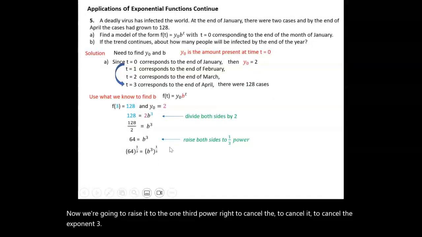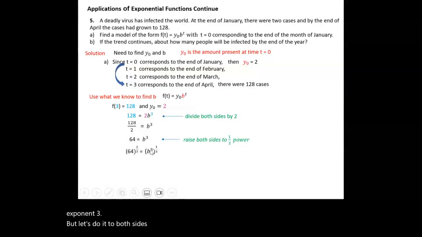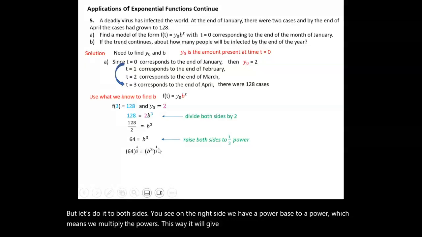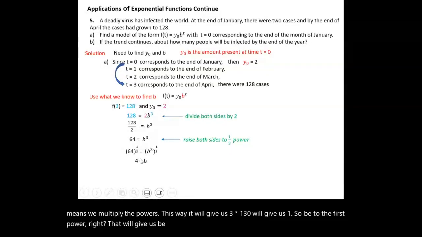But we're going to do it to both sides. You see on the right side, we have a power raised to a power, which means we multiply the powers. This way, 3 times 1/3 will give us 1, so B to the first power, right? That will give us B by itself. And 64 to the 1/3 power will give us 4.